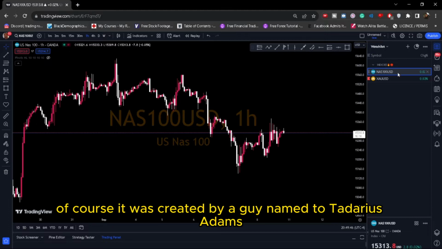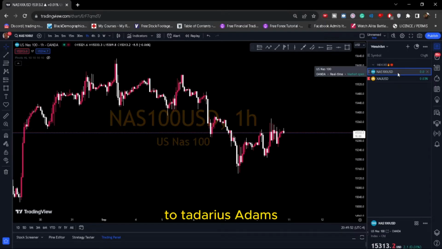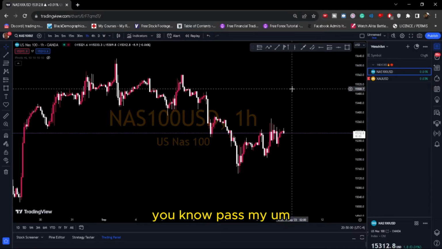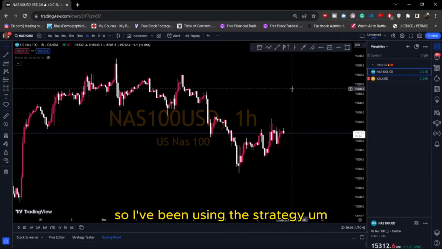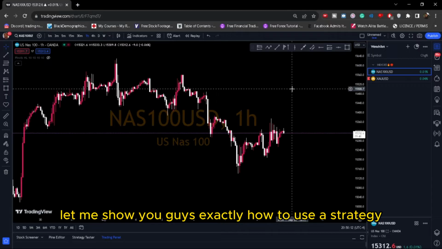Now guys, when it comes to the ICC concepts, this particular strategy was not created by me. Of course, it was created by a guy named Tadarius Adams, I think. Yes, Tadarius Adams, and he goes by Trades by Side. But essentially, guys, I basically used his strategy to pass my 20k funded challenge with my Forex Funds. So I've been using the strategy. I kind of dwindled a little bit, but I'm back. But yeah guys, let me show you exactly how to use the strategy.